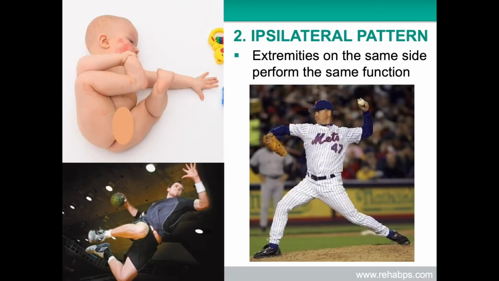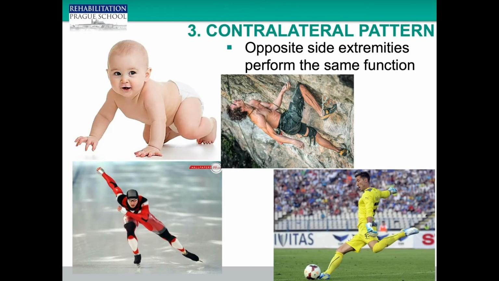Secondly, we present the ipsilateral pattern, which occurs when the same side extremities work in a closed kinematic chain, serving for support. Meanwhile, extremities on the other side of the body are phasic, working in open kinematic chains. We use the ipsilateral pattern whenever our body rotates. And finally, we use contralateral patterns whenever we want to move our body forward. For example, when we creep, run, walk, or climb.